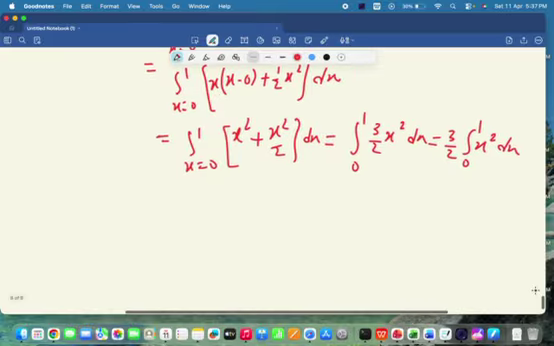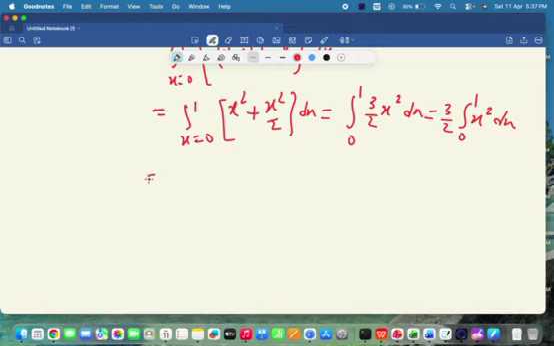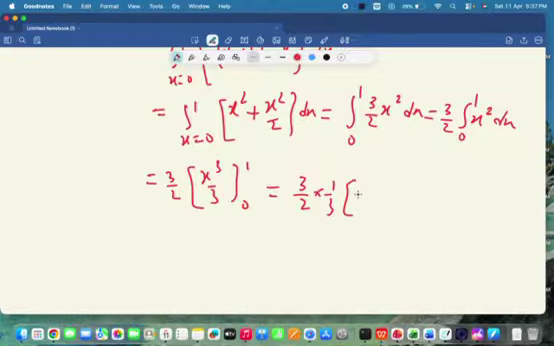Okay, now we can take this 3 by 2 common and 0 to 1 x square dx. So by using the formula for x to the power n, we can easily solve this. So the integral of x square is x to the power 3 by 3, 0 to 1. Okay, now we will take common 3 by 2 into 1 by 3 and put the limit, which is 1 minus 0. Upper limit is 1 and lower limit is 0; 1 to the power 3 is 1 and 0 is 0. So the 3s cancel out. So the answer is 1 by 2.